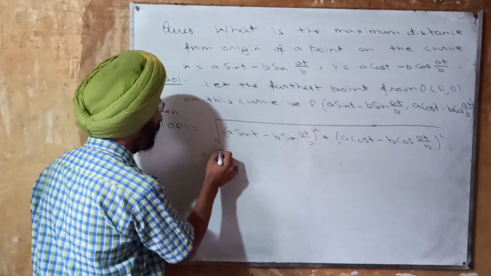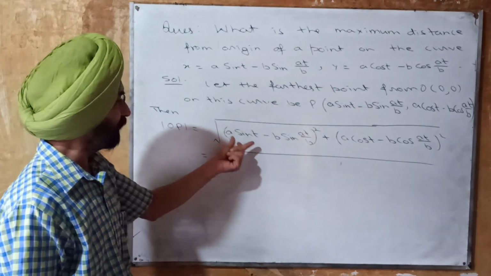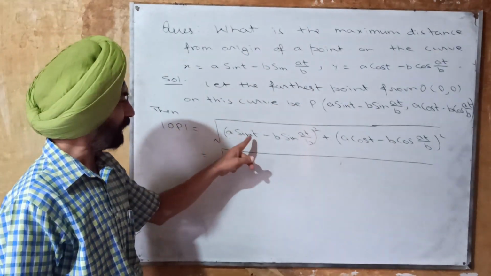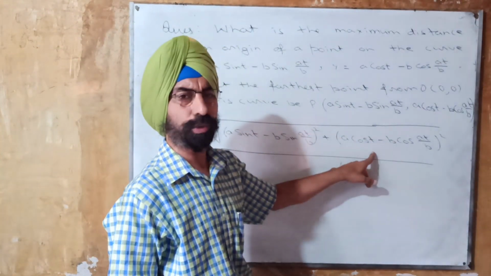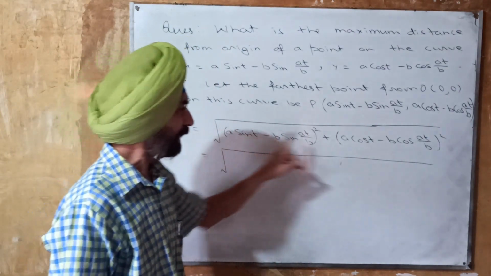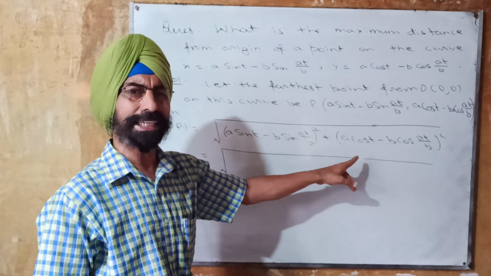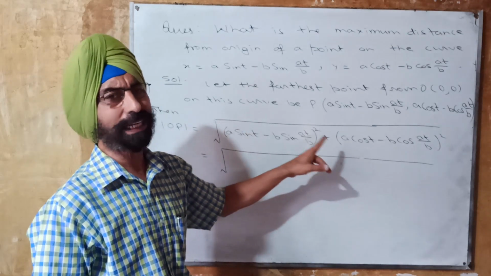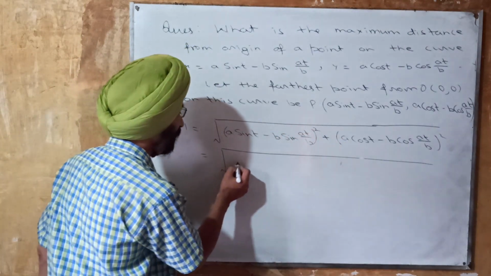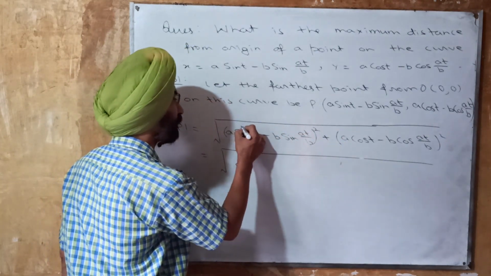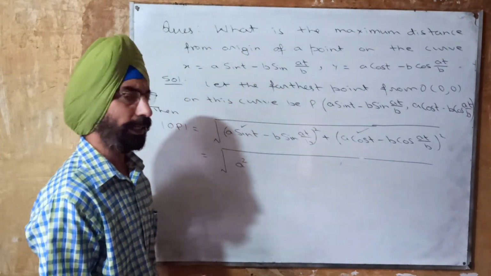Now we can simplify it. When you open the squares, the first term in the first bracket will be a square sin square t, and the first term in the second bracket will be a square cos square t. A square sin square t plus a square cos square t. You will take a square common, it will become sin square t plus cos square t, and we know that sin square t plus cos square t is 1. So it will be a square into 1, that means a square. So the first term from this bracket and the first term from this bracket, their sum will become a square.